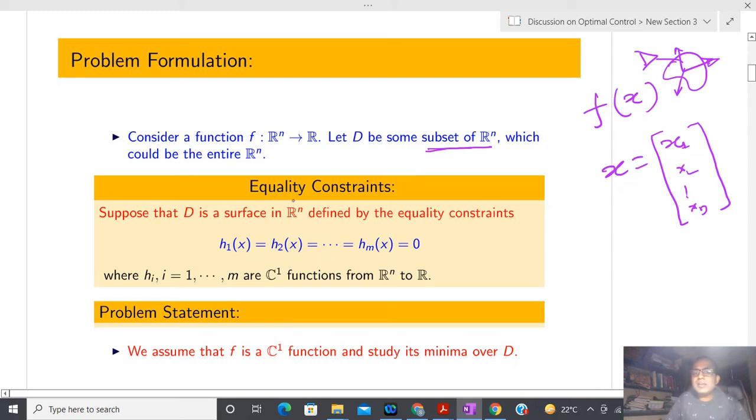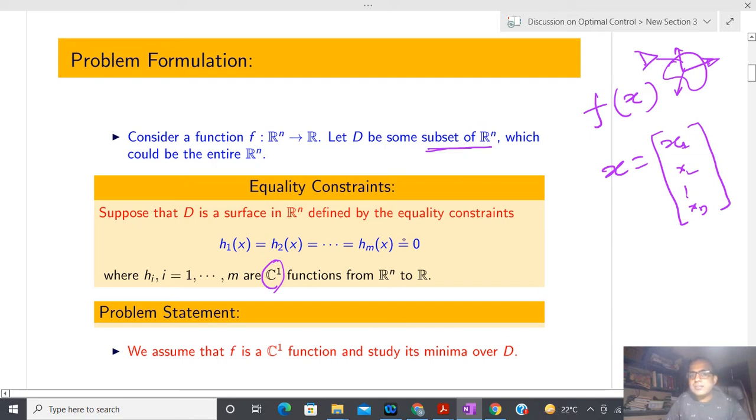Let us first define the constraint, and in this class I am just going to talk about equality constraints. Equality constraint means whatever constraint comes into the picture is equal to some number, and it is not expressed in terms of something less than 0, greater than 0, less than or equal to 0, or like that. Suppose D is a surface in Rn, defined by the equality constraints, defined like this. One more assumption: whatever equality constraints I have, h1, h2 up to hm, all are at least once continuously differentiable, and again they map from Rn to R, same as the main function. In this way we have defined the constraint.